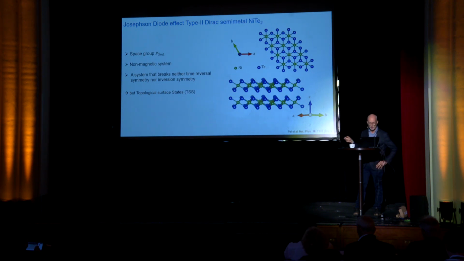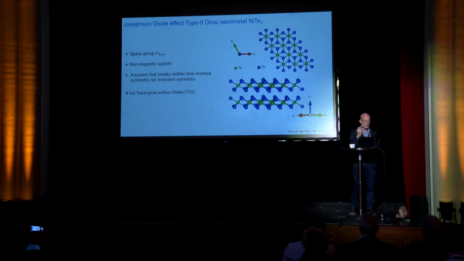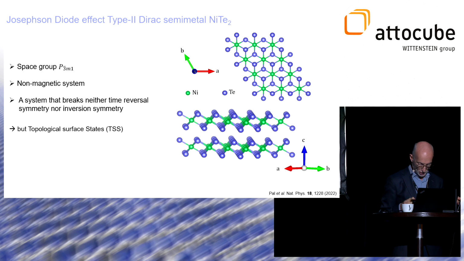This is super important because to see a Josephson diode effect or a superconducting diode effect, you have to break both inversion symmetry and time reversal symmetry. This material, nickel ditelluride, has neither broken time reversal symmetry nor inversion symmetry. It's a 1T, it's a trigonal system.